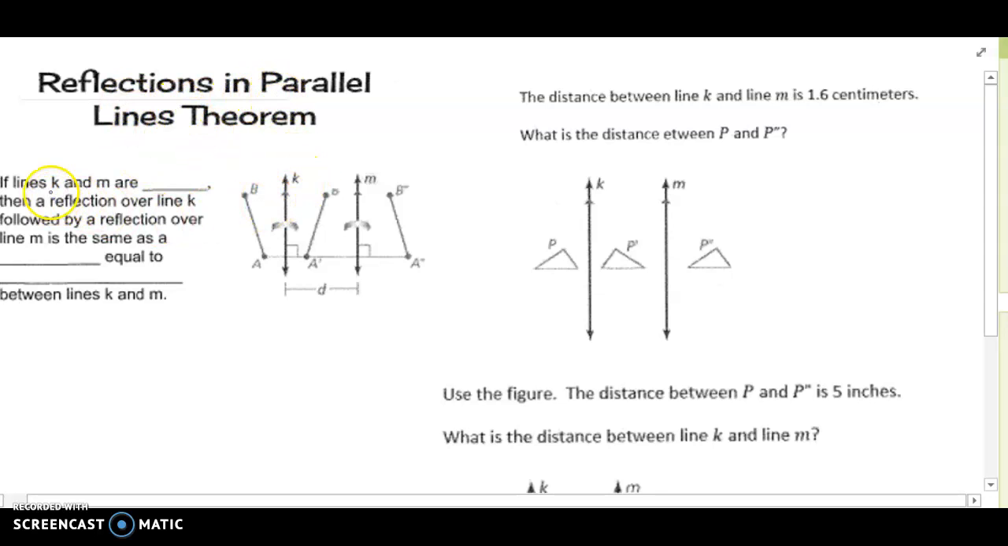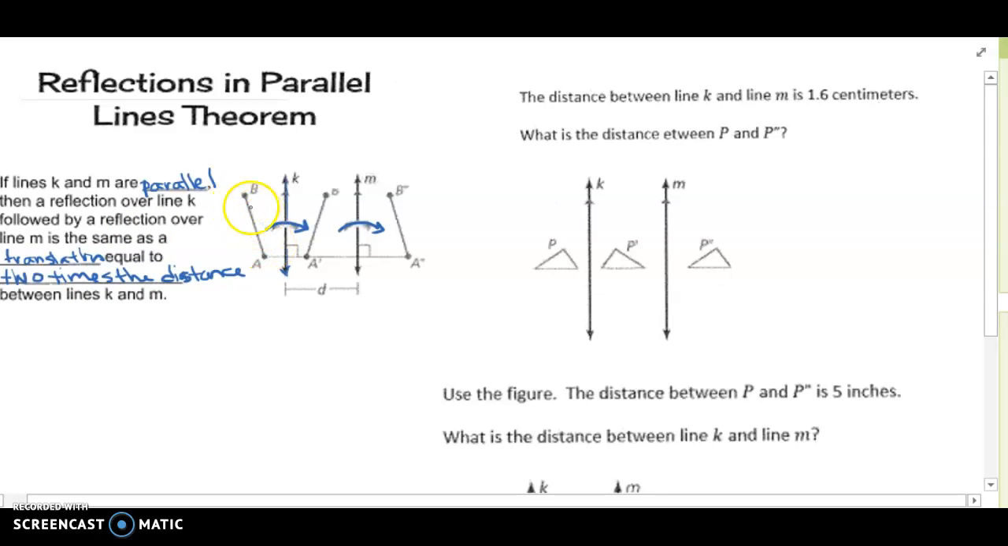Reflections in parallel lines theorem. If lines K and M, make sure you look at this diagram or it's not going to make sense, so here's line K and here's line M, if they are parallel, then a reflection over line K, and then a reflection again over line M, is going to be the same as a translation equal to twice the distance, or 2 times the distance between lines K and M.